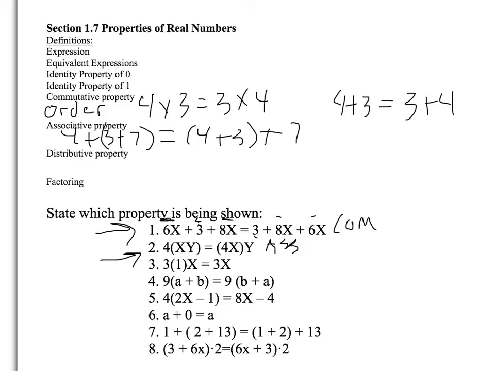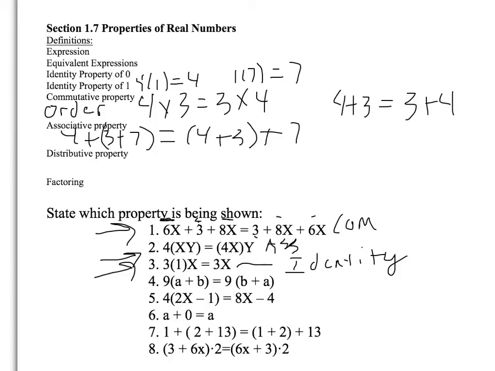Okay? Now, the third property right there, we have 3 times 1x equals 3x. Well, 3 times 1 is 3. So that 1, that is known as the identity property of 1. That is, the identity property of 1 states that 1 times anything is just that thing. So like 4 times 1, that equals 4. 1 times 7, that equals 7. So 1 times anything is just the thing that we're multiplying.